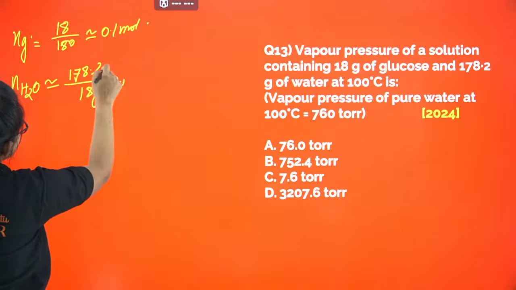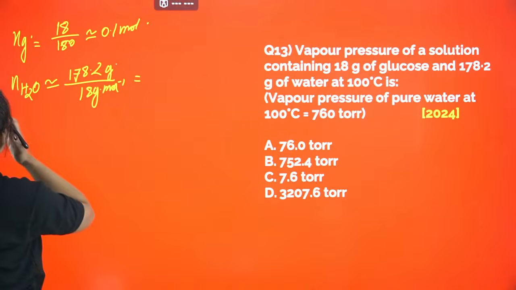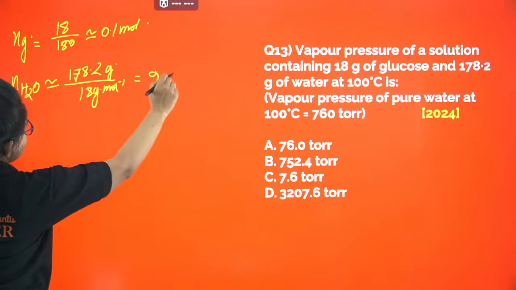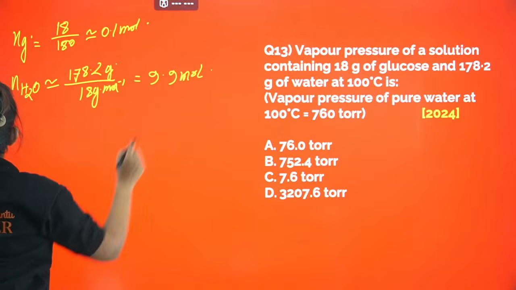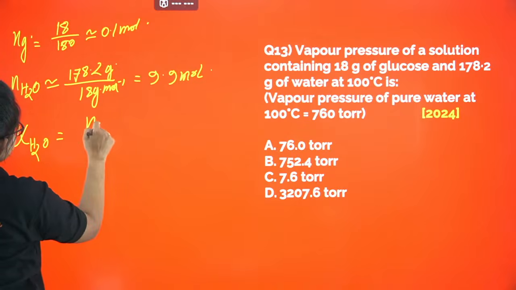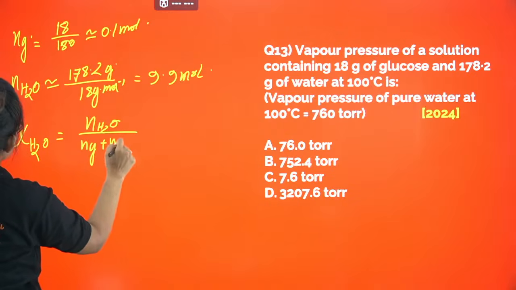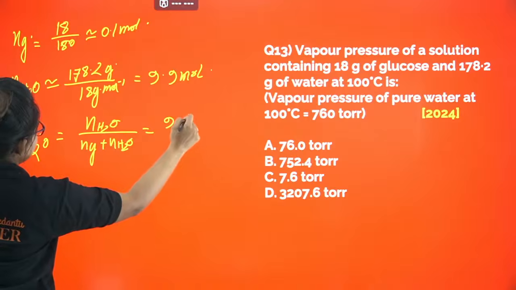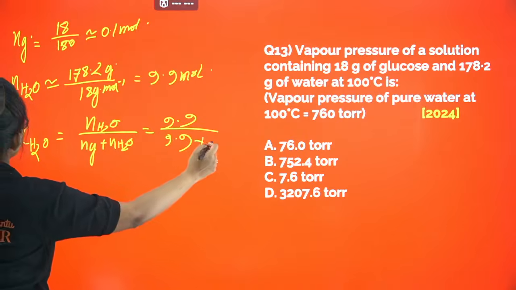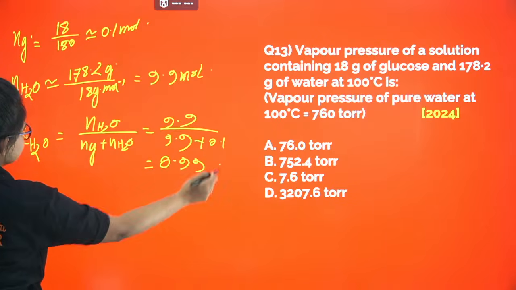Please do the calculation before me. Okay, so if I do this, it will come something like 9.9 mole. Now the mole fraction of water, if I calculate, will be the number of moles of water divided by the number of moles of glucose plus the number of moles of water. So 9.9 divided by 9.9 plus 0.1. This will give you 0.99.